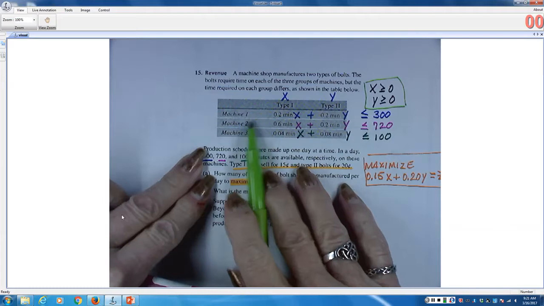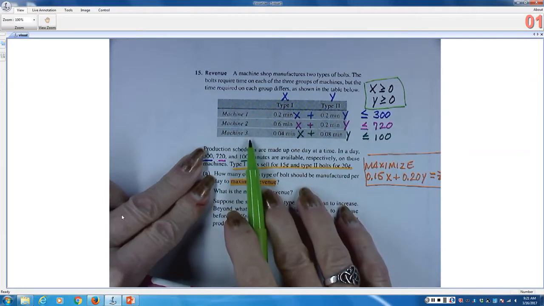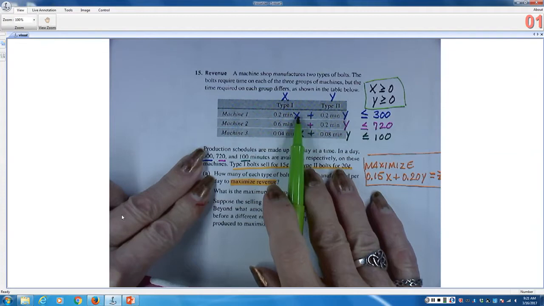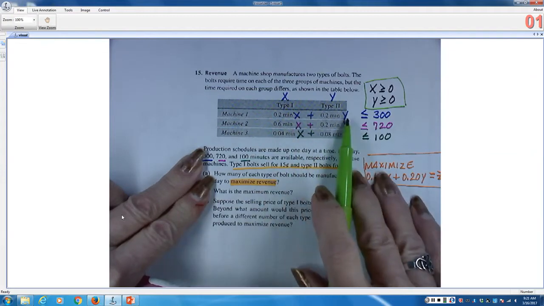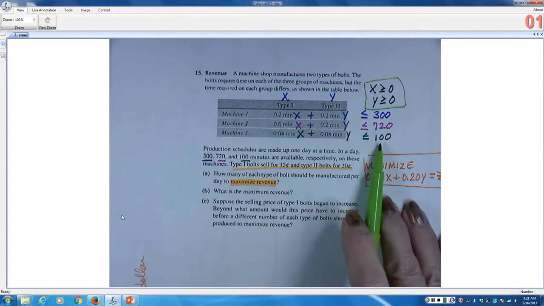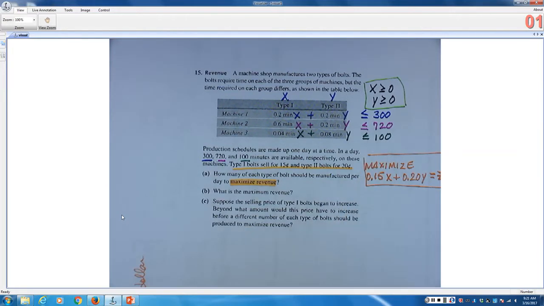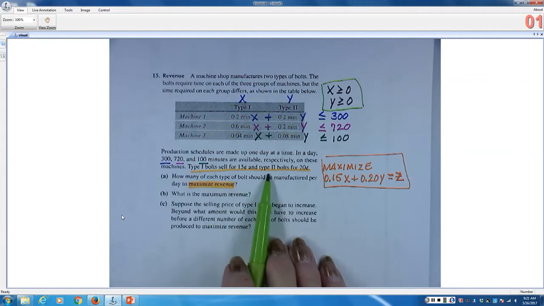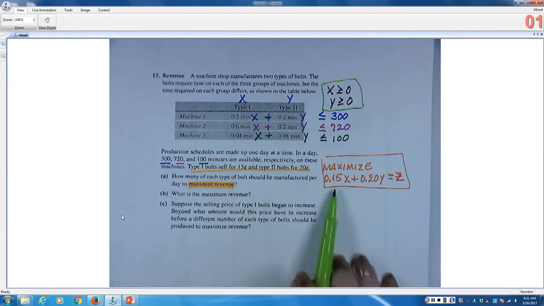Then we made an equation for each one of the three machines by knowing how much time it takes to make bolt number 1 and how much time it takes to make bolt number 2 on each of those three machines. And we came up with the maximum amount of minutes that we had available to work on those machines. And what we want to do is maximize revenue. And our revenue equation says that type 1 bolts sell for 15 cents and type 2 bolts sell for 20 cents. So that's how we came up with this revenue equation.